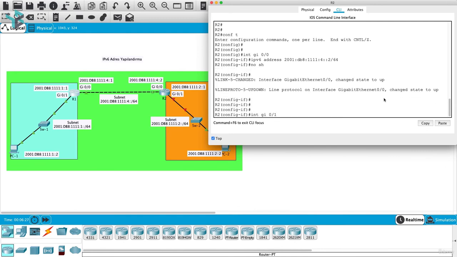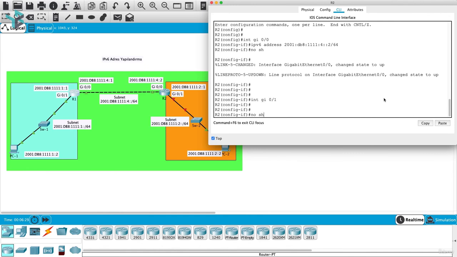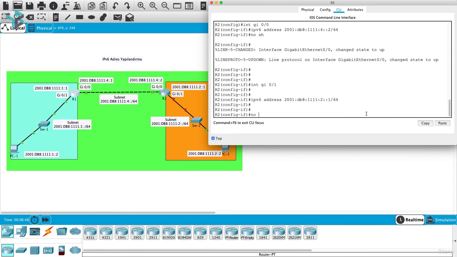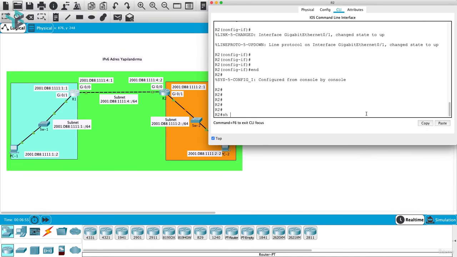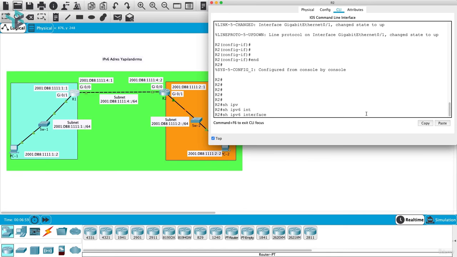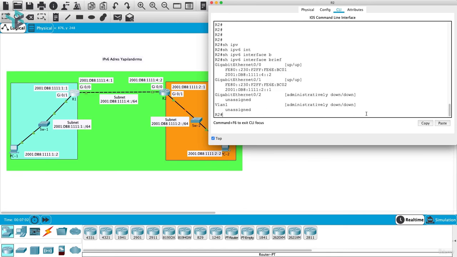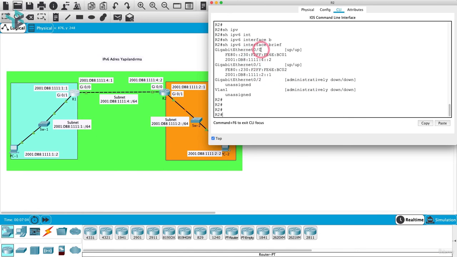Let's configure gigabit 0/1 as well. The IP of this place is 22:1, this is the way it is in our IP configuration here. Now when we say no shutdown, our configuration is complete. We can check our IP configuration by typing show ipv6 interface brief. Here it shows the link-local IP of gigabit 0/0 and the global unicast address that we provided, and we can see the global unicast address on gigabit 0/1.